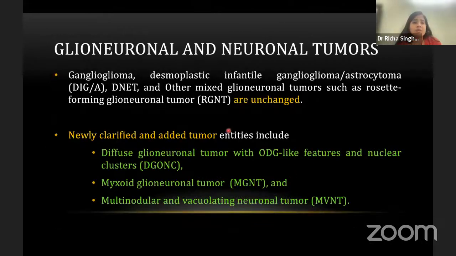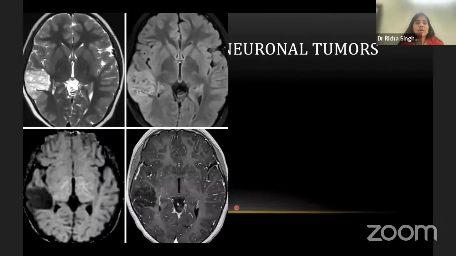Now, coming on to the glioneuronal tumors. Amongst the glioneuronal tumors, the imaging and the pathologic classification of ganglioglioma, DNET, and DIG have not changed much, but certain new tumor entities have been included in the newer WHO classification: diffuse glioneuronal tumor with ODG-like features and nuclear clusters, that is DGONC, the MGNT, that is myxoid glioneuronal tumor, and the MVNT, that is multinodular and vacuolating neuronal tumor. So let's see a few examples of the conventional glioneuronal tumors.